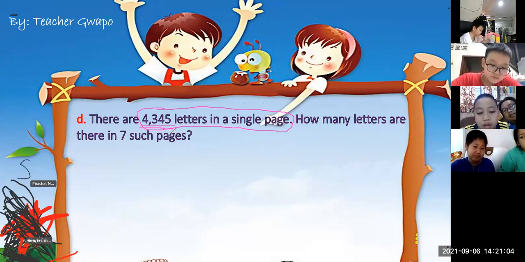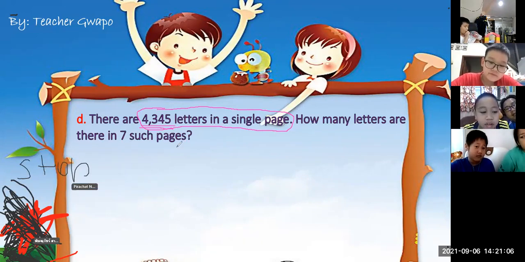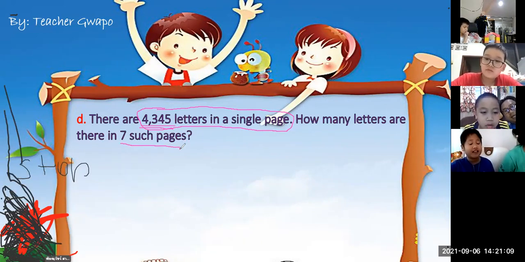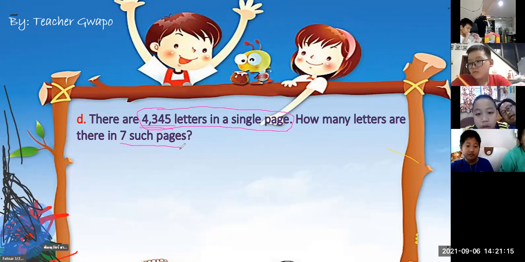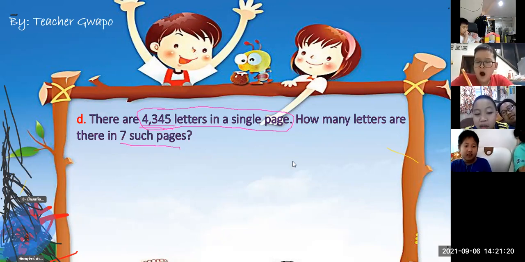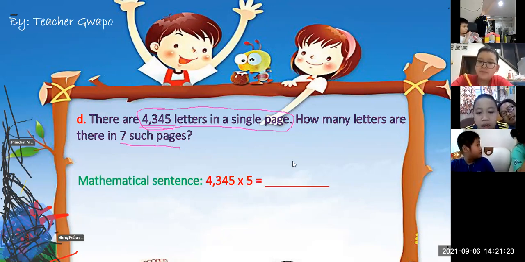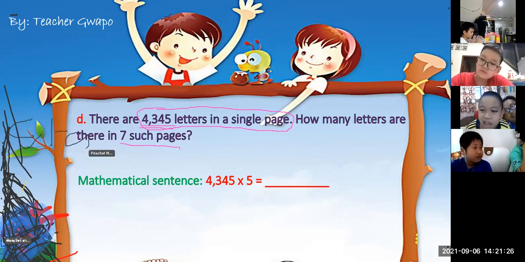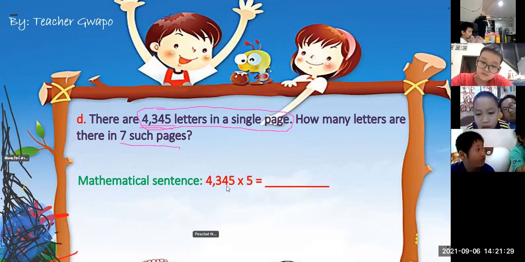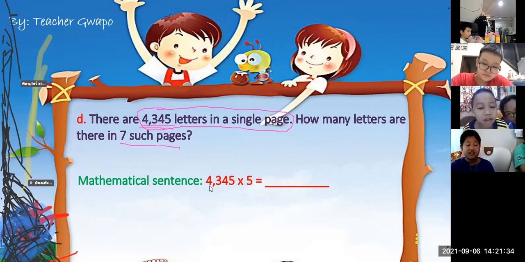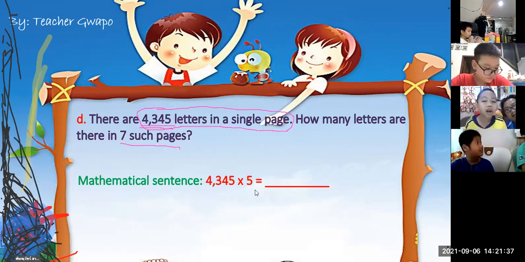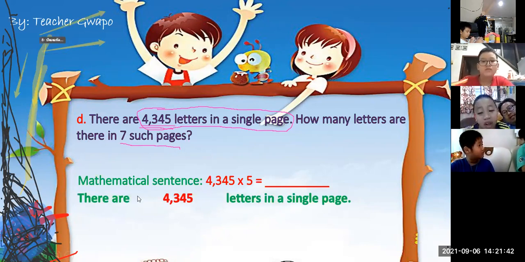Now here, if there are 7 pages, how many letters will there be? Because one page has 4,345. How about in 7 pages? Now what we need to do here, we will write the mathematical sentence. So we will multiply. So 4,345 times 5. Okay, so 4,345 times 5. And then we will write here: there are how many letters?